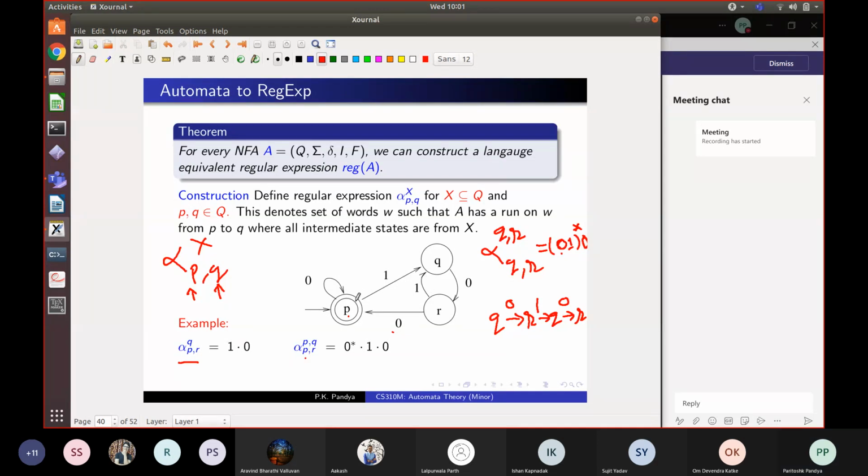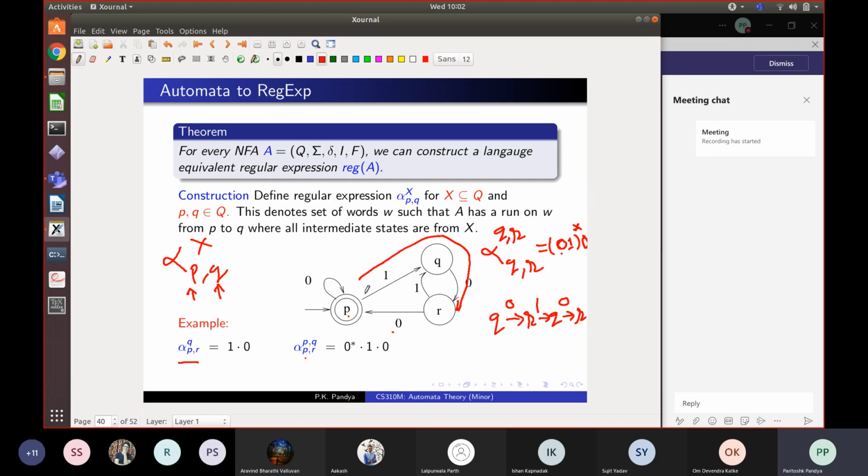What can you do? If you want to go from P to R, the only path is this, and then this, and then you can come back to P. But you are not allowed to come back to P because P is not included as an intermediate state. You can come back to Q, but for that you will have to first reach R, and R is not an intermediate state. So you cannot take this loop also, because although you can use Q as an intermediate state, you cannot use R as an intermediate state. So once you reach R, you have to finish. You cannot exit, right?